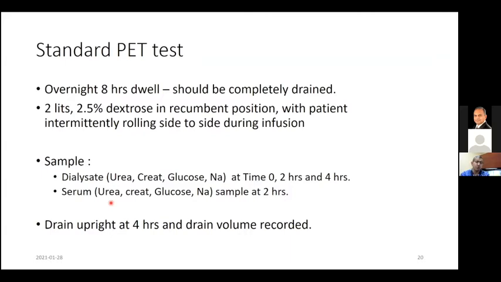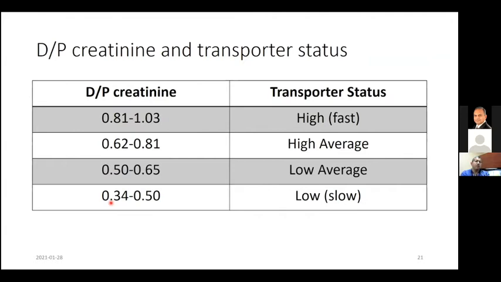Now, we calculate the dialysate to plasma creatinine ratio, and then we determine what the transporter type is. If the plasma creatinine and the dialysate creatinine are almost the same, meaning the ratio is 1, the patient has almost got everything out in that 4 hours. That becomes a high transporter. However, if less than 50% of the creatinine is out in that 4 hours, we say he's a low transporter. He has less clearance in that amount of time, so this patient will benefit from a longer dwell.